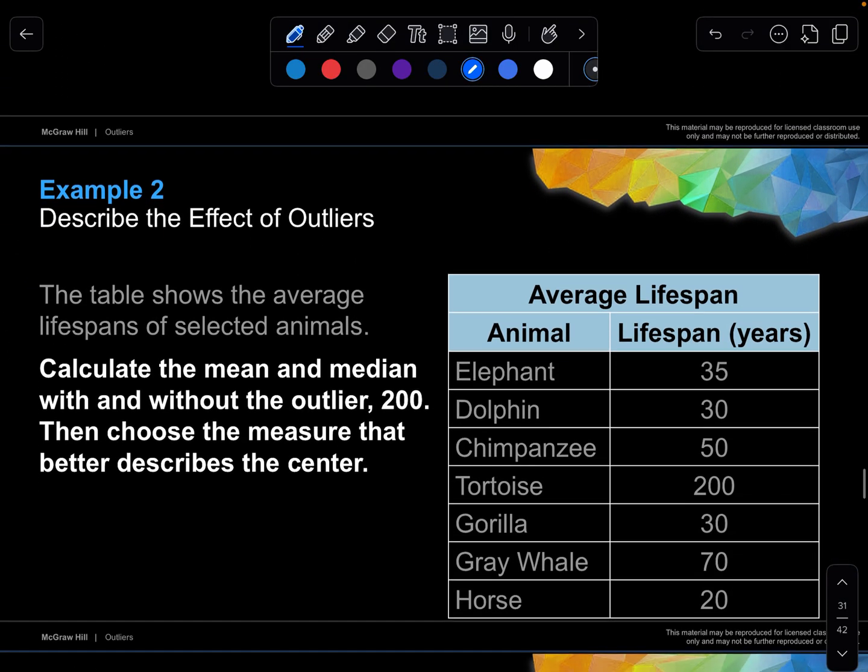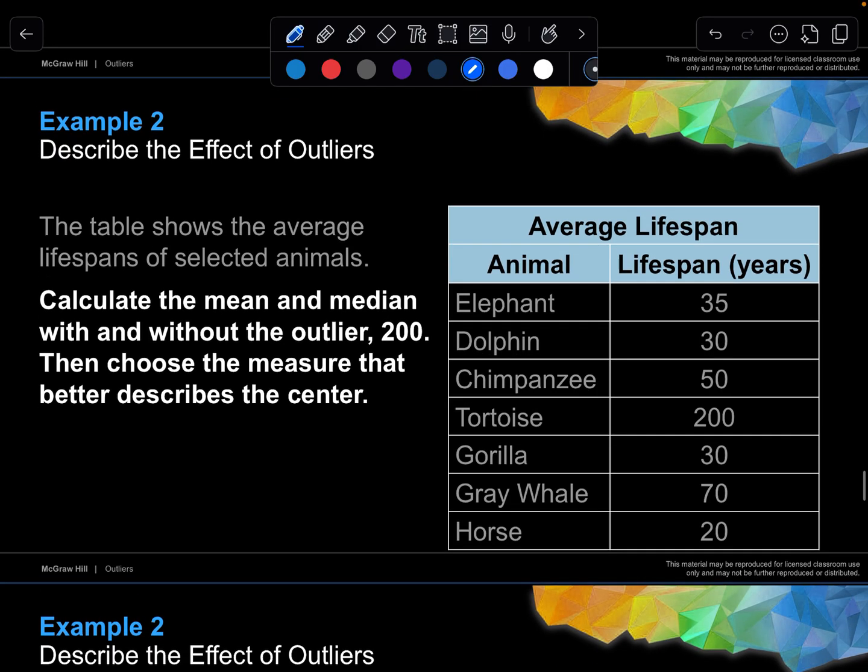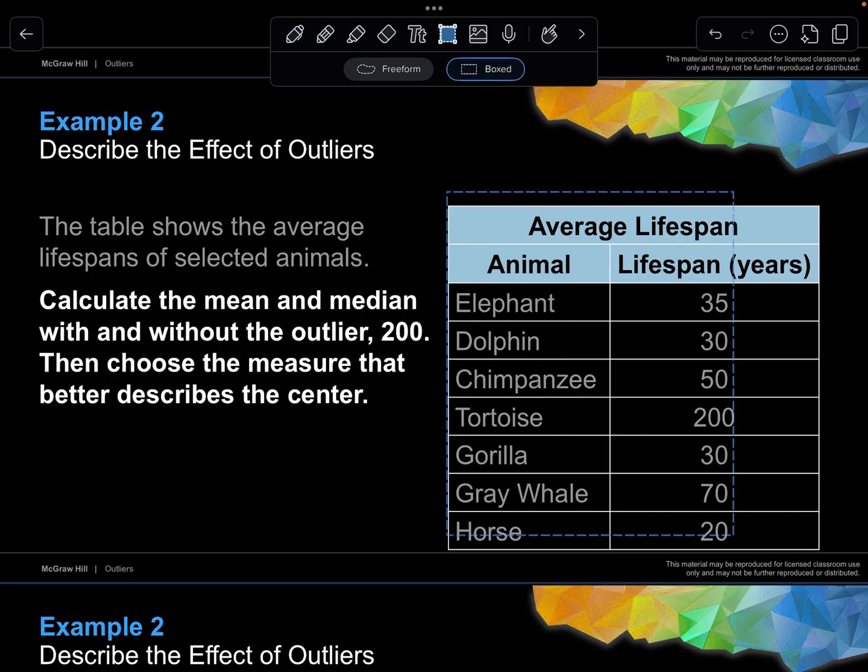All right, let's take a look at this example. This is the example on page 579, okay? We're going to calculate the mean and the median with and without the outlier, and then choose the measure that better describes the center, right? So let's copy this table over.